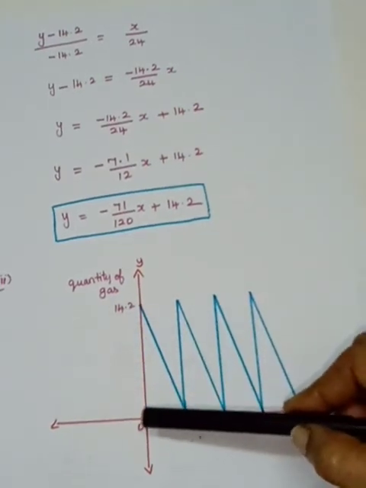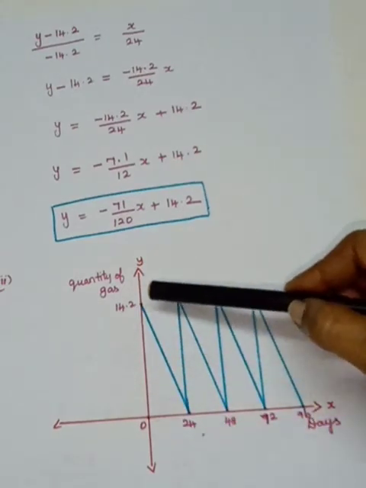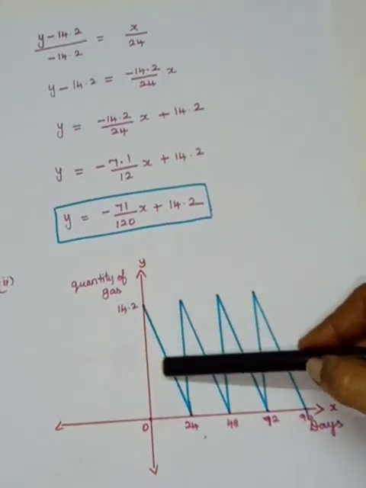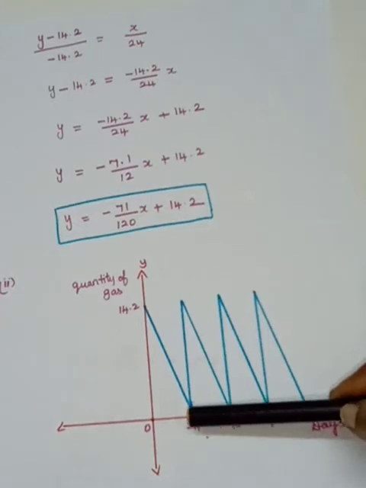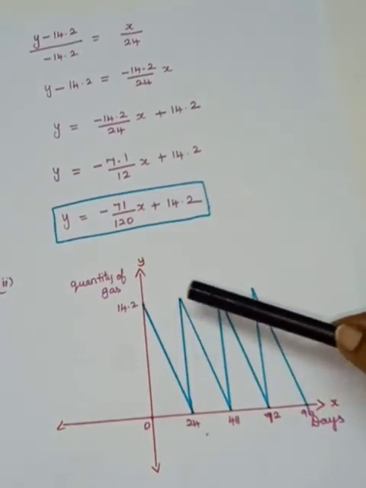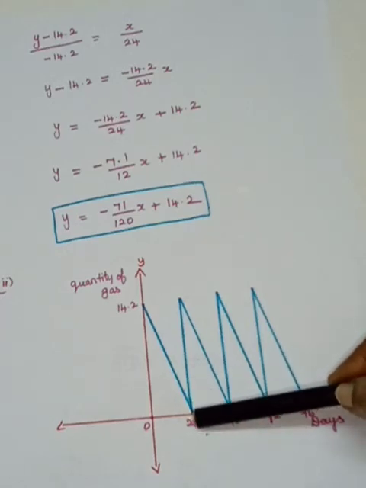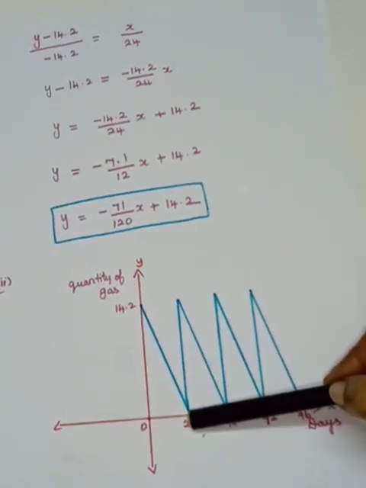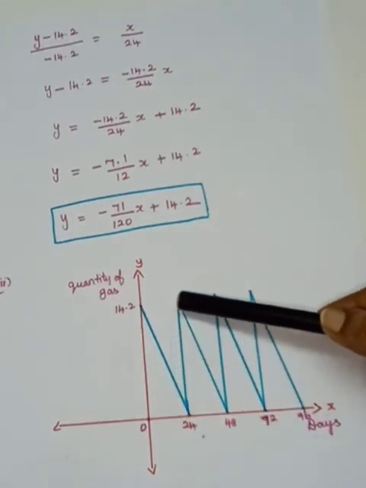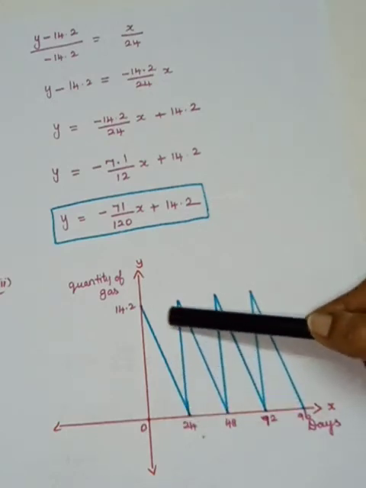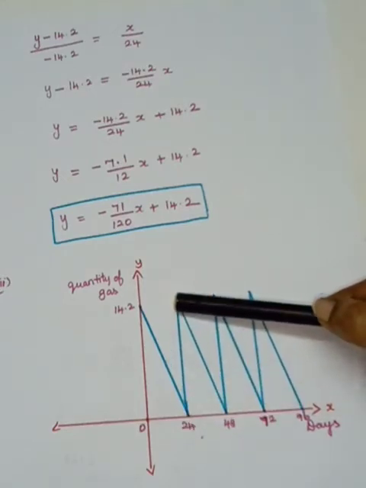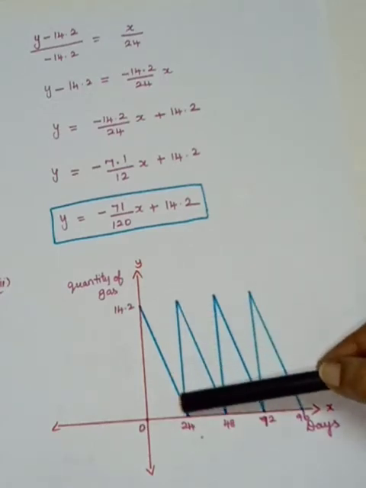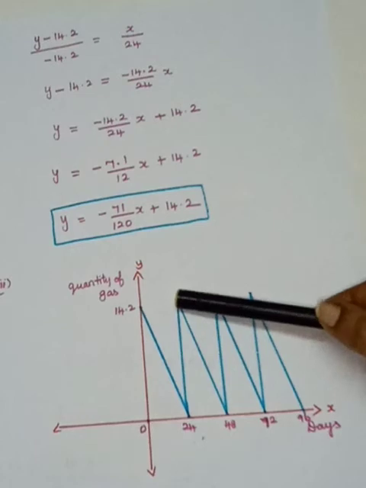After that, on the first day, second day, third day, fourth day, the gas will be reduced. So when you come to the 24th day, it will become 0. So here it is 24, 0. After finishing the first cylinder on the 24th day, we will fix the new cylinder. So on the 24th day, the first cylinder's gas is over, and at the same time we fix the second cylinder whose quantity is 14.2. Therefore here I have marked a straight line: on the 24th day it is 14.2 for the next cylinder. Second cylinder starts on the 24th day.